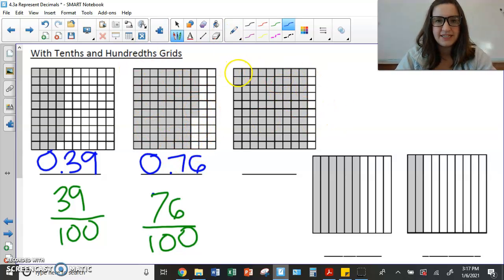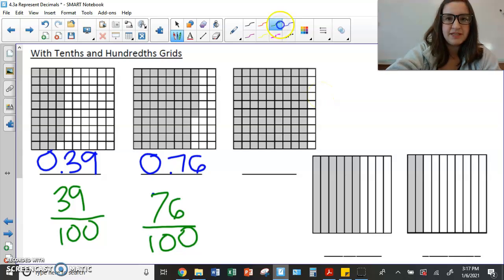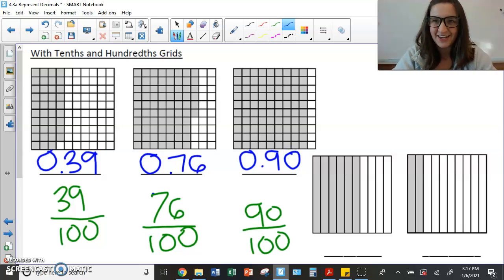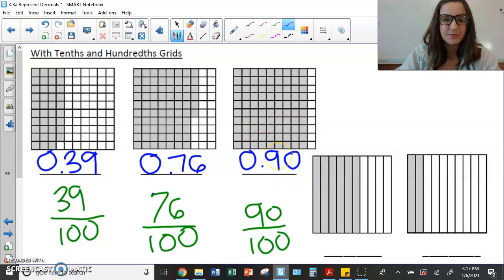If I look at this one, I see 10, 20, 30, 40, 50, 60, 70, 80, 90. So that would be the same as 90 hundredths. So if I wrote it in decimal form, I could write it like this to represent 90 hundredths. But here's the thing about decimals. You do not have to write zeros after that last decimal place because it will not change the value.